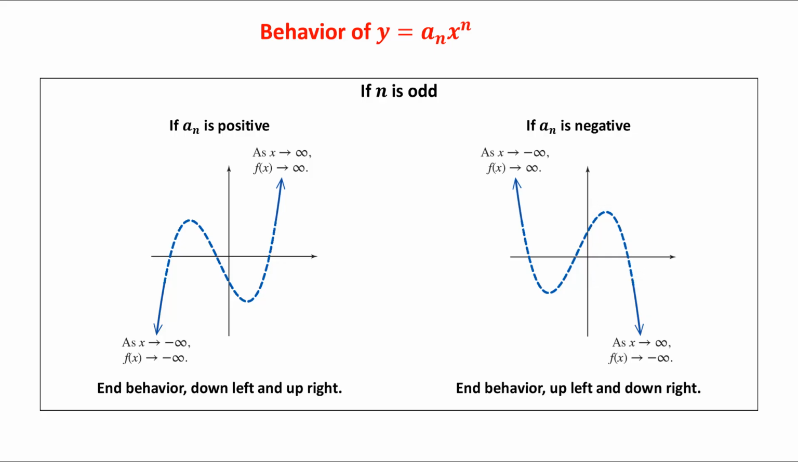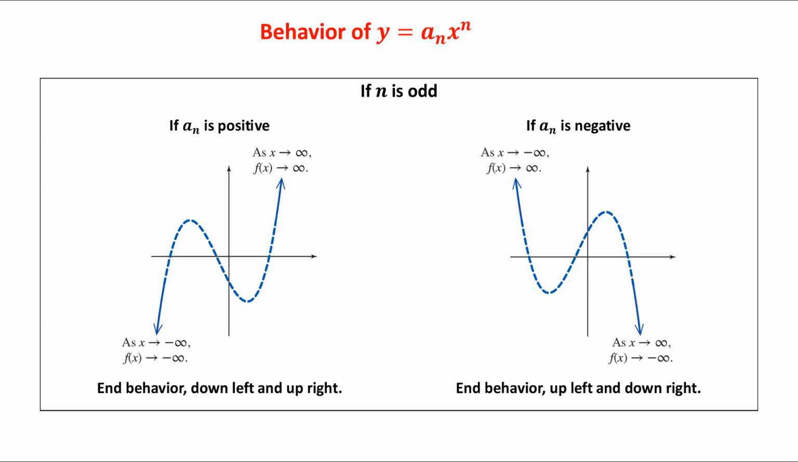On the left side of the y-axis, where all the x's are negative, when you put a negative number into an odd function, you get a negative number. However, you're now multiplying it by a negative coefficient, and so it flips it and it shoots up to infinity. So if a sub n is negative, the function will approach positive infinity as x approaches negative infinity.